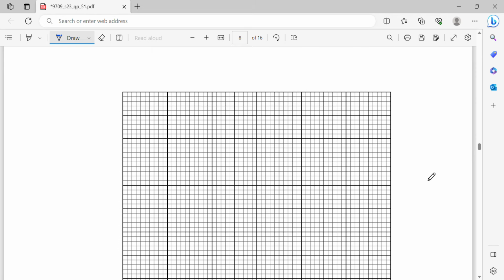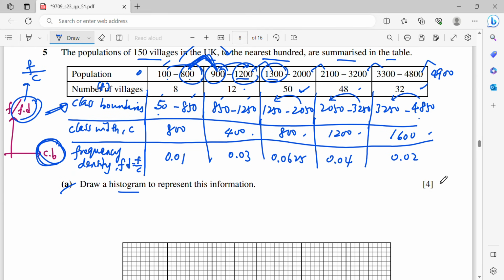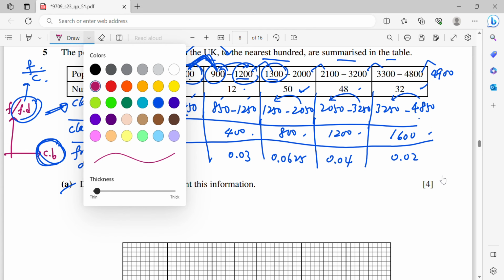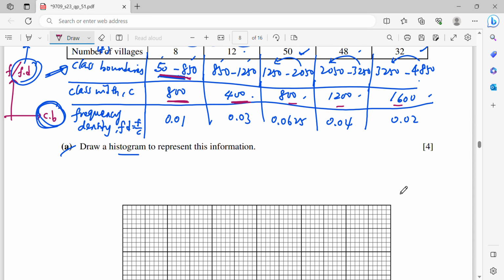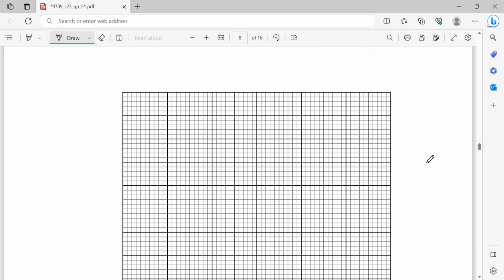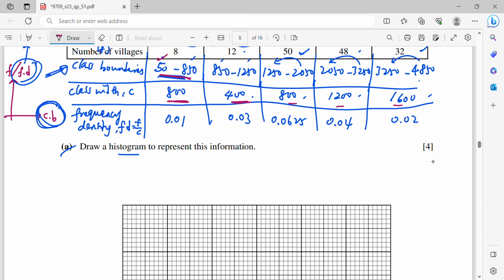Okay, so now we need to consider our scale. So for the first class, the class width, look at here, the first class here, 50 to 850. The class width is 800. Then the next one is 400, 800, means that the class widths are in the multiple of 400. Okay, so then I will start with 50. Multiple of 400.